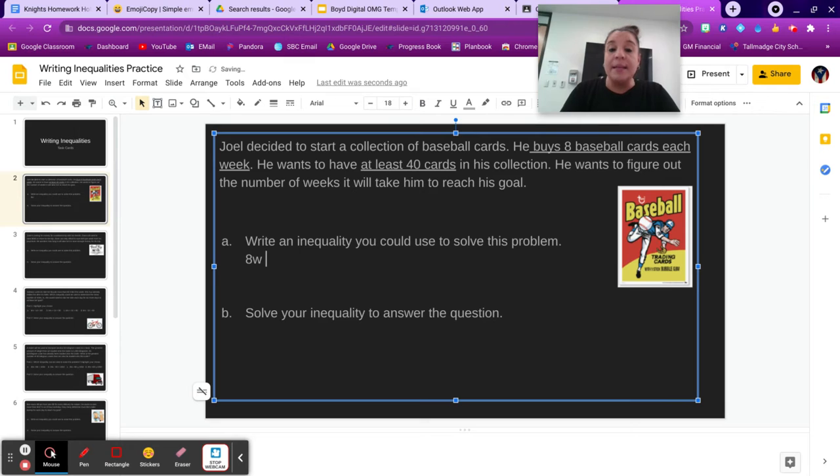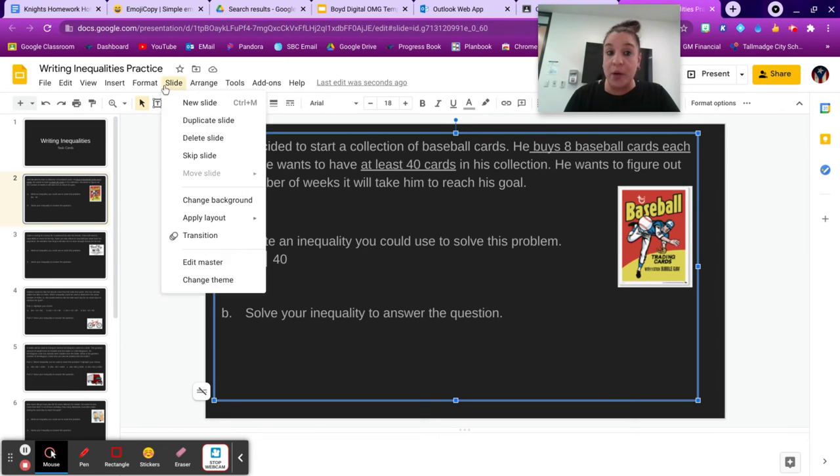Now, I also know he's trying to have at least 40 cards. Now all I need to do is figure out my inequality symbol. So if it's at least, what does that mean? That means it could be 40 cards. It could be more than 40 cards, but can it be less than 40 cards? No. So my inequality symbol would be greater than or equal to.